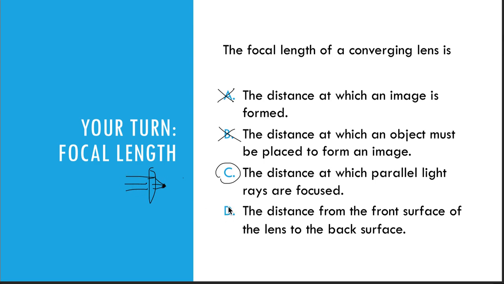So D is not a good choice either. The distance from the front surface to the back surface. So this distance here, we're actually going to ignore it because we're dealing with thin lenses, which makes that distance negligible. So that's it for thin lenses for this video. In the next video, we're going to learn about the ray diagrams and finding our images, where they're going to be created.